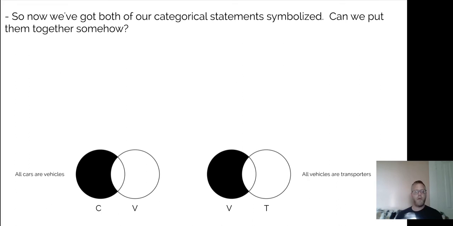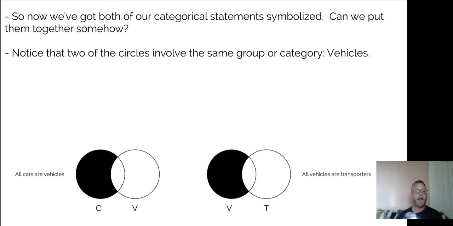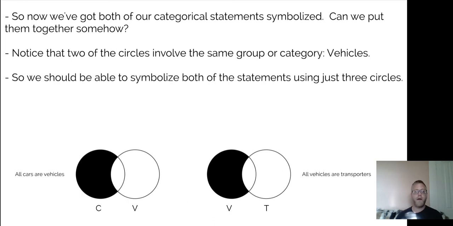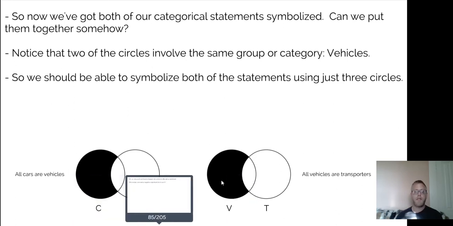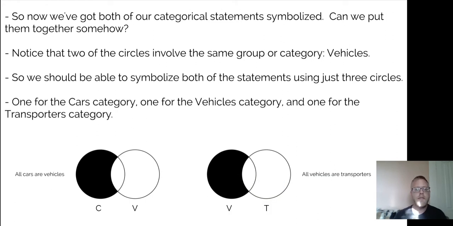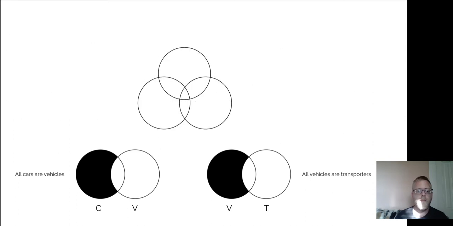Now, what we want to do is somehow put both of these statements together into one big diagram. And I think you could see how that's possible, because look, we do have a V circle here and a V circle here. Maybe we can just put them together. So those two circles are the same, so we can just get rid of one of them when we put them all together. Right? We only need three circles. We're only talking about three groups of things: cars, vehicles, and transporters. So let's just use three circles. Just like that. So that's how we start.